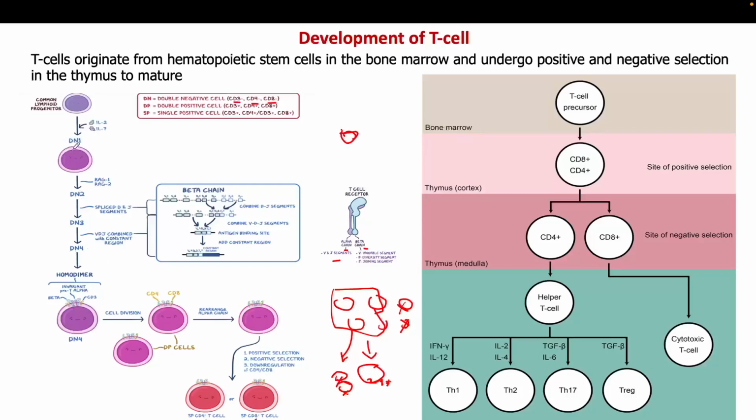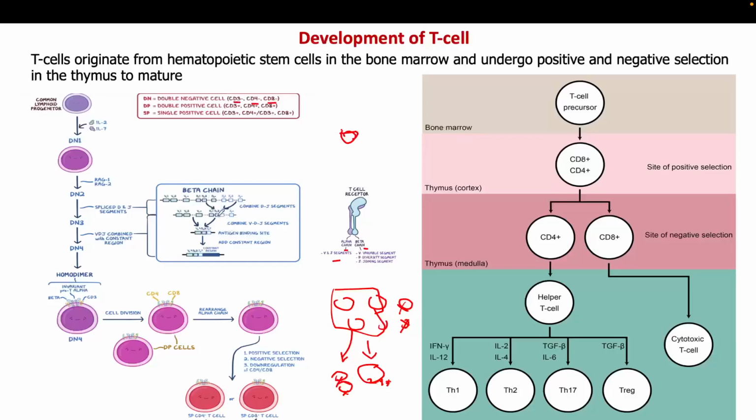In the transition between DN1 and DN2, the RAG1 and RAG2 genes will start the rearrangement of the alpha chain and beta chain. Then in DN2, DJ segment rearrangement happens. Here you can see that there is VDJ. Firstly the beta chain rearrangement happens, like the heavy chain rearrangement takes place first, so here the beta chain rearrangement will take place first.